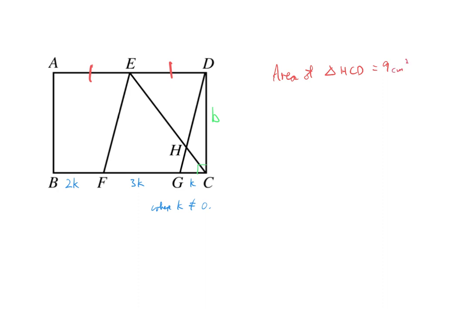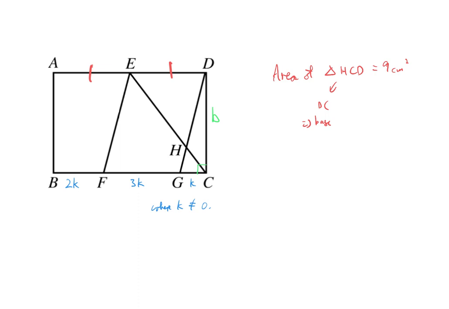However, for triangle HCD, if we say that DC is the base, what is the height? The height may be from H perpendicular to DC. So this is the height h. But this h is not related to K, so it seems difficult to use. So we may change our mind.